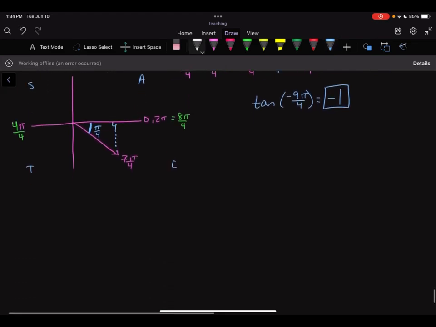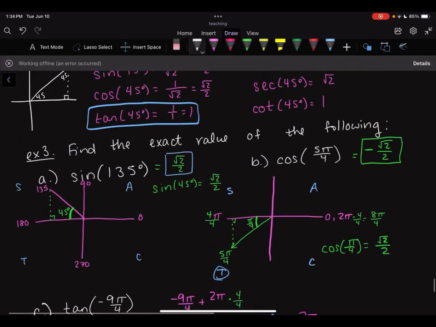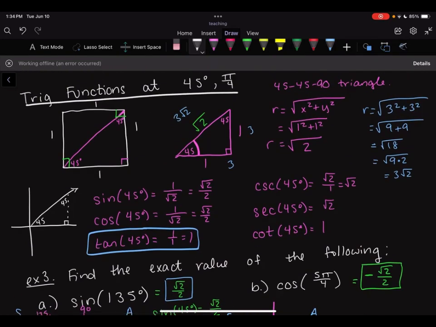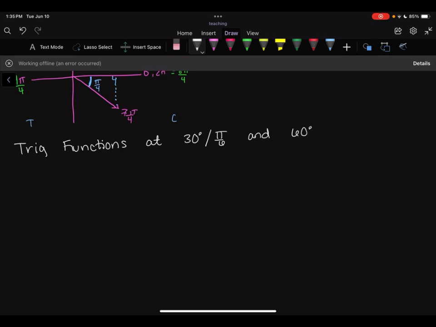The next type we're going to look at is, so this was 45 degrees. Next we're going to look at 30 and 60. So trig functions at 30 degrees, which is pi over 6, and 60 degrees, which is pi over 3. So we're going to look at both of these.